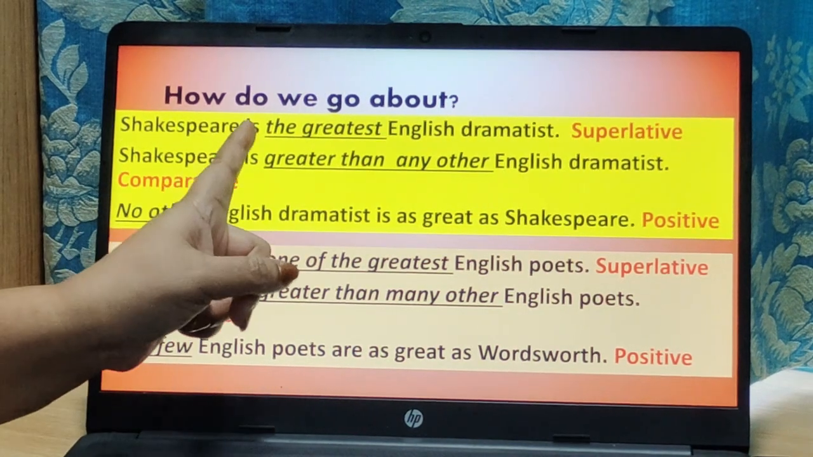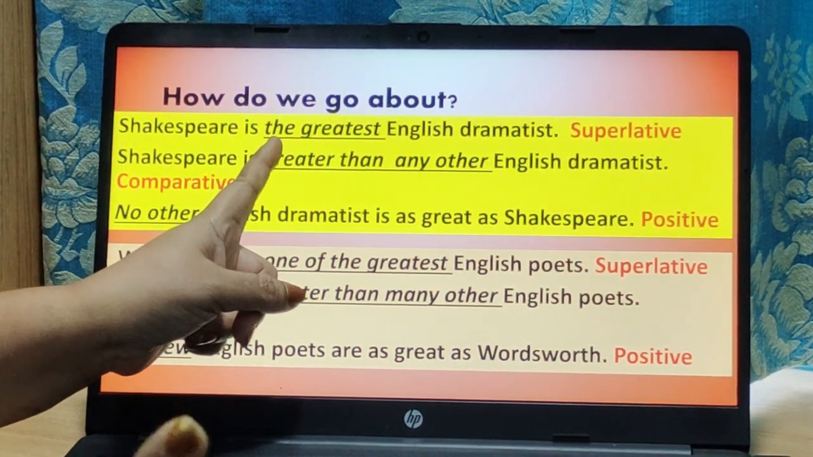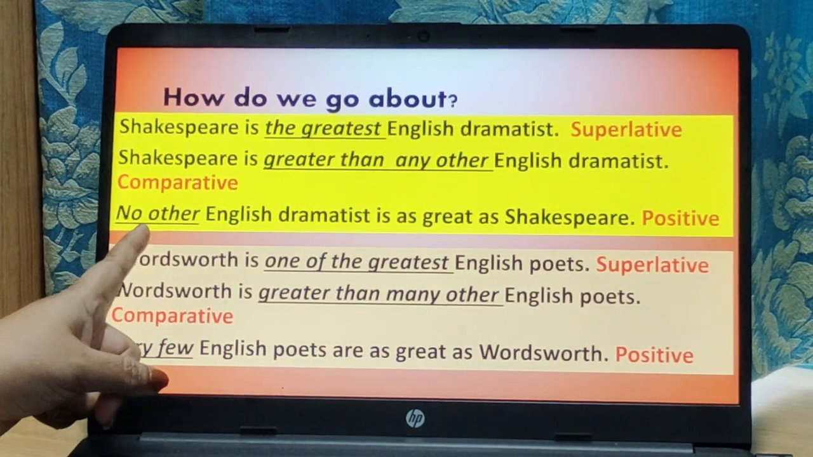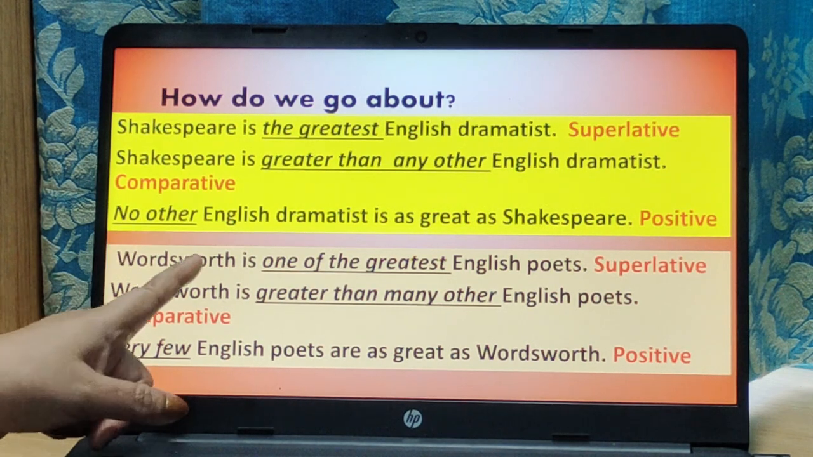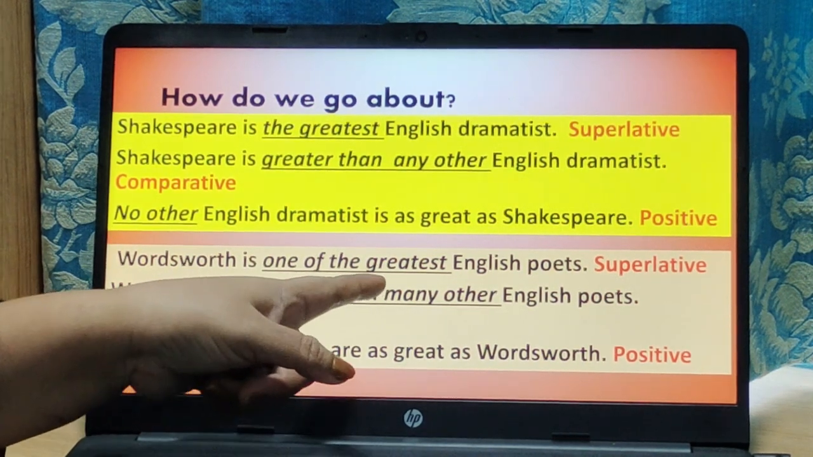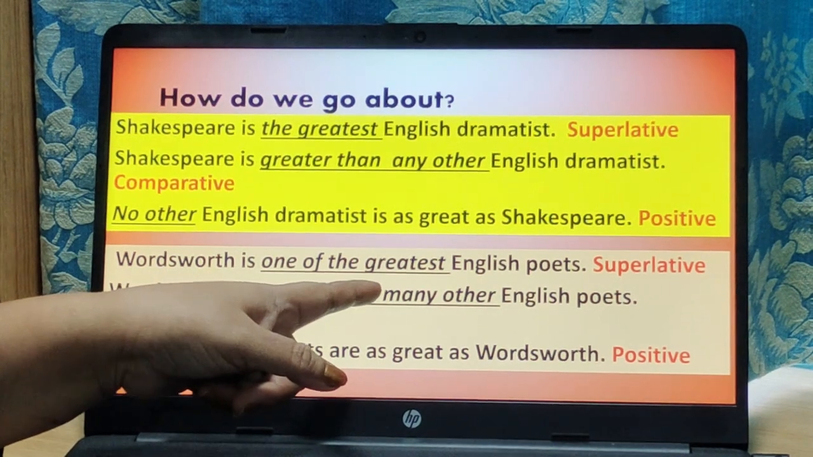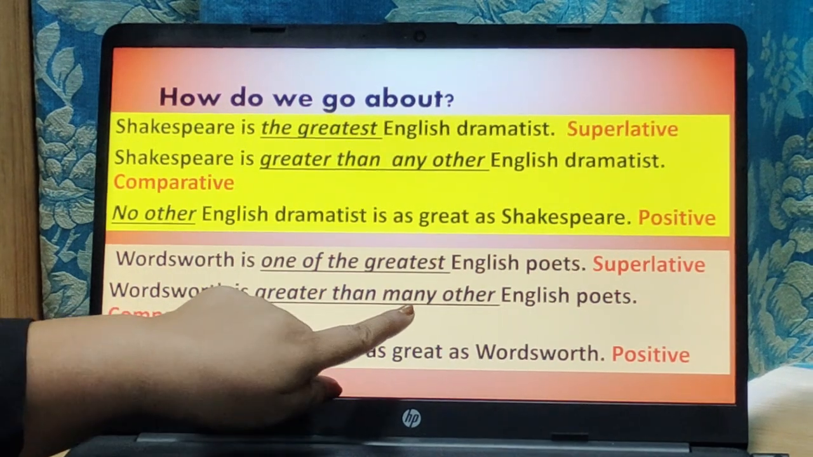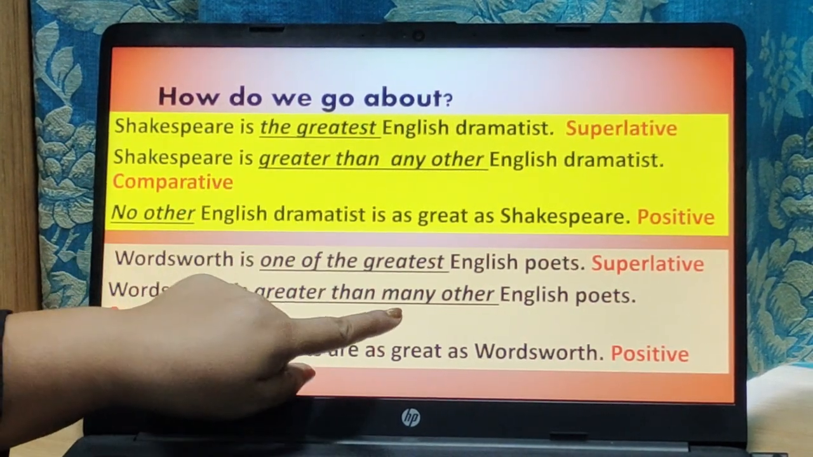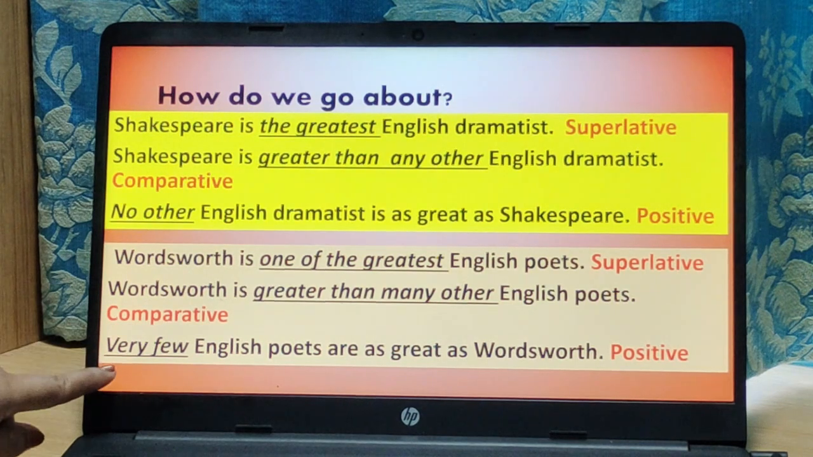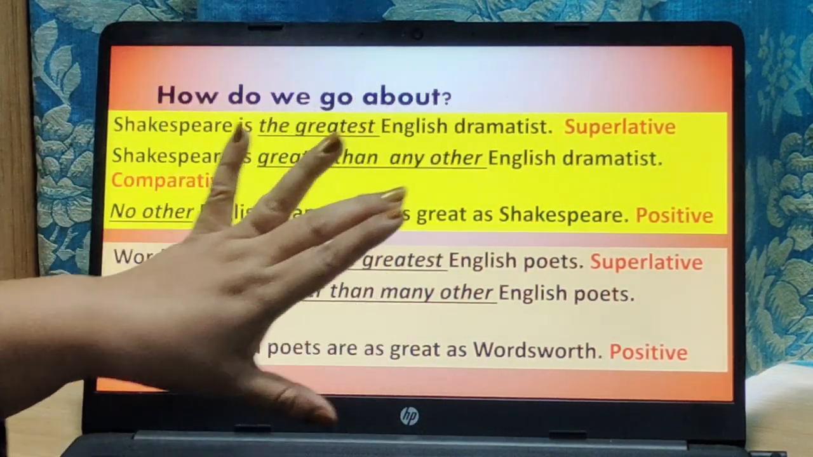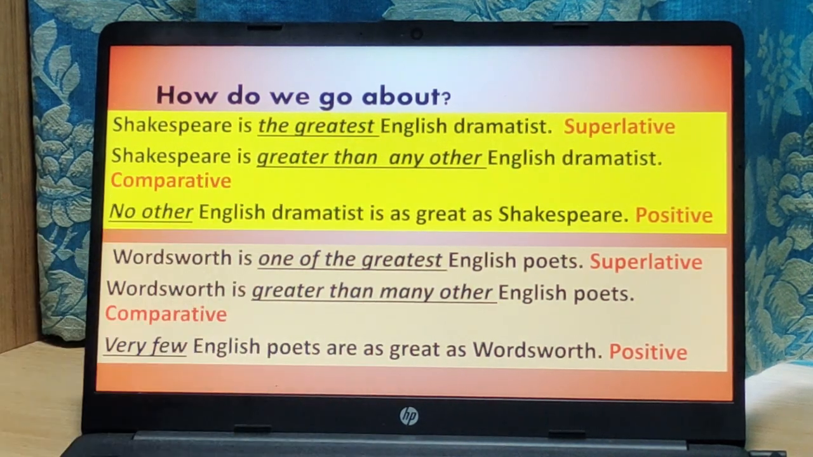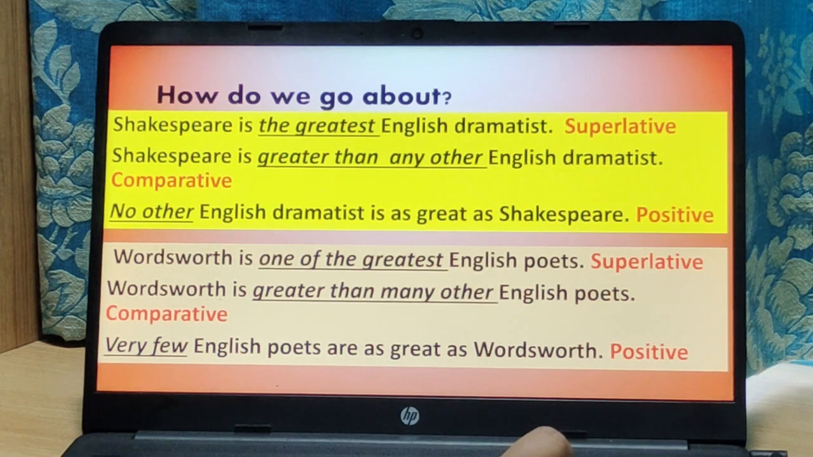And hence, we need to remember that when it is only one person or one individual, one thing, then it becomes any, and in the positive form, it will become no other. But when we talk about one of, that means there are many individuals or identities like him or her or it, then it becomes one of. That one of will become many. In place of any, it will become many. And in the positive degree, very few. These are the indicators which will help you remember the correct way to do the degrees of comparison.